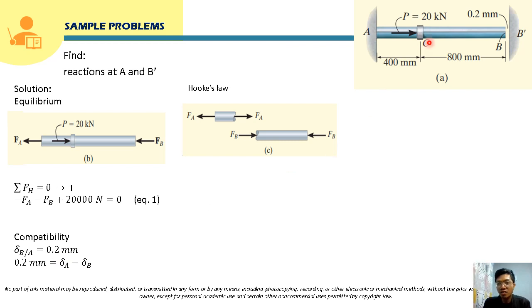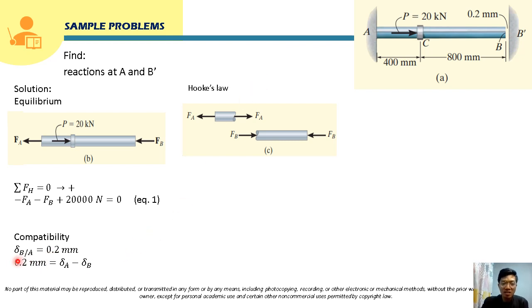Now for C to B, if you draw its free body diagram, we know that there will be a reaction force here. So if we draw the free body diagram of CB, let's just consider the right segment. There will be a compressive internal normal force here, so this will cause this bar to contract. So that will be negative here. The deformation of AC minus the deformation of CB will be equal to 0.2 millimeter. So this will be our compatibility equation.